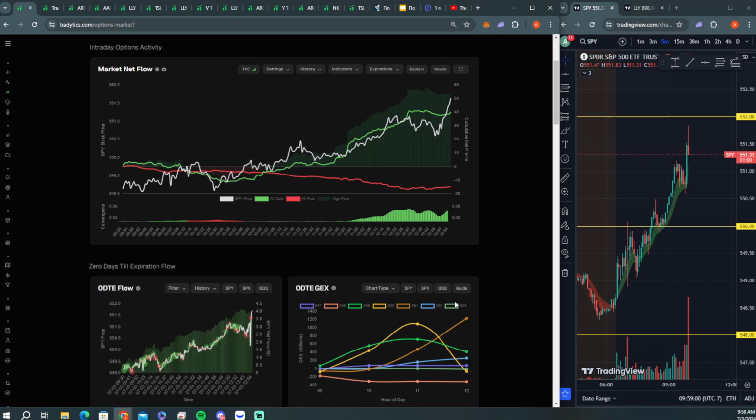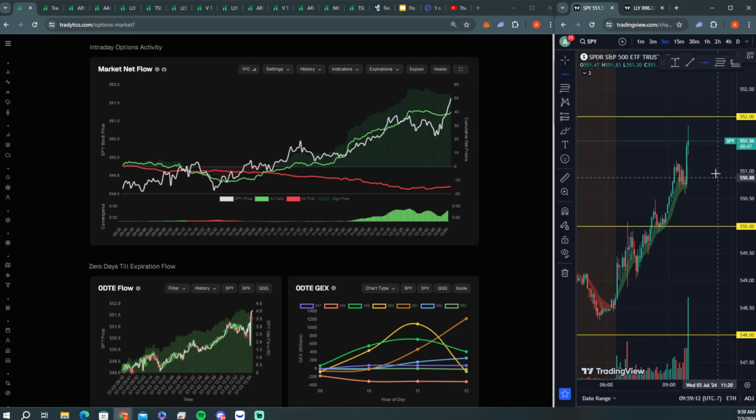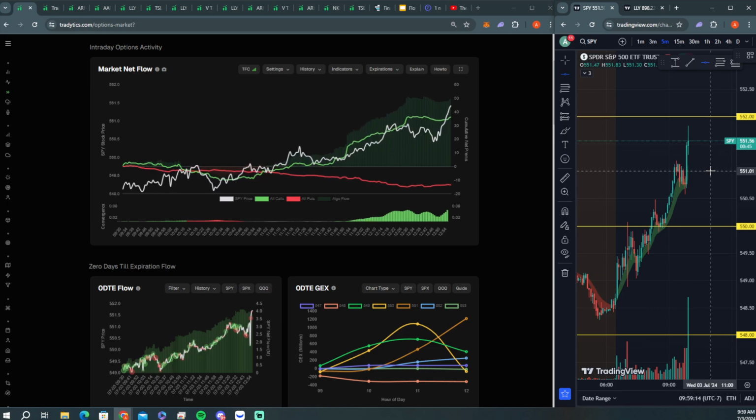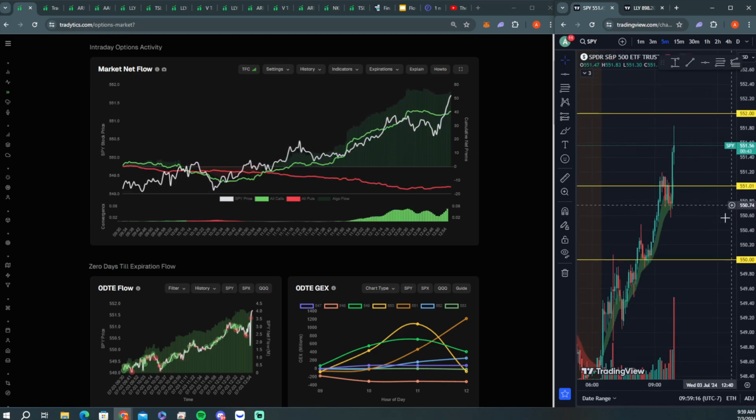Like in that chart, we have 550, 551. So you have 551 going way up, positive right now, and then you have 550 that was up, but now went back to neutral, right at zero. So in this case, I just drew it on the chart here.